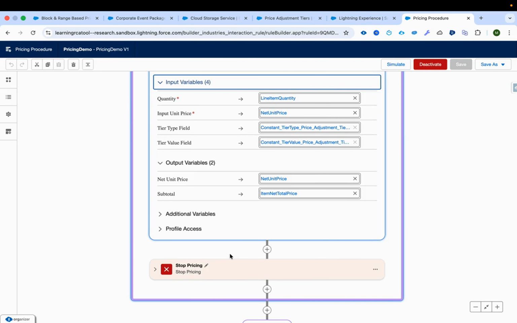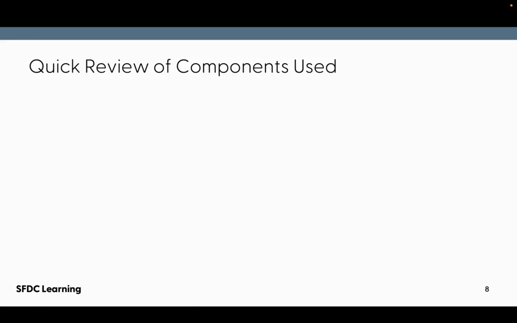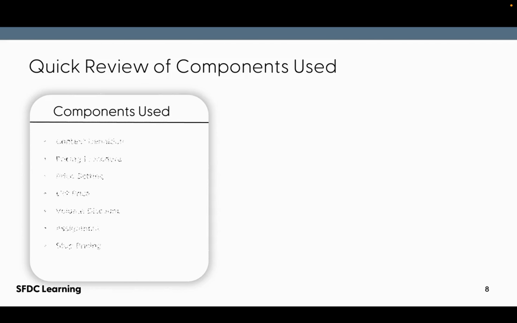Let's look at the components that we have used while setting up the block and range-based pricing. For components used, we all know context definition is necessary. Then we have used the pricing procedure. Under the pricing procedure, we have the price setting element, the list price element, then we have used the volume discount element, and the assignment element to override the item net total price with the net unit price, and at last we are stopping the pricing, so we are using the stop pricing element.